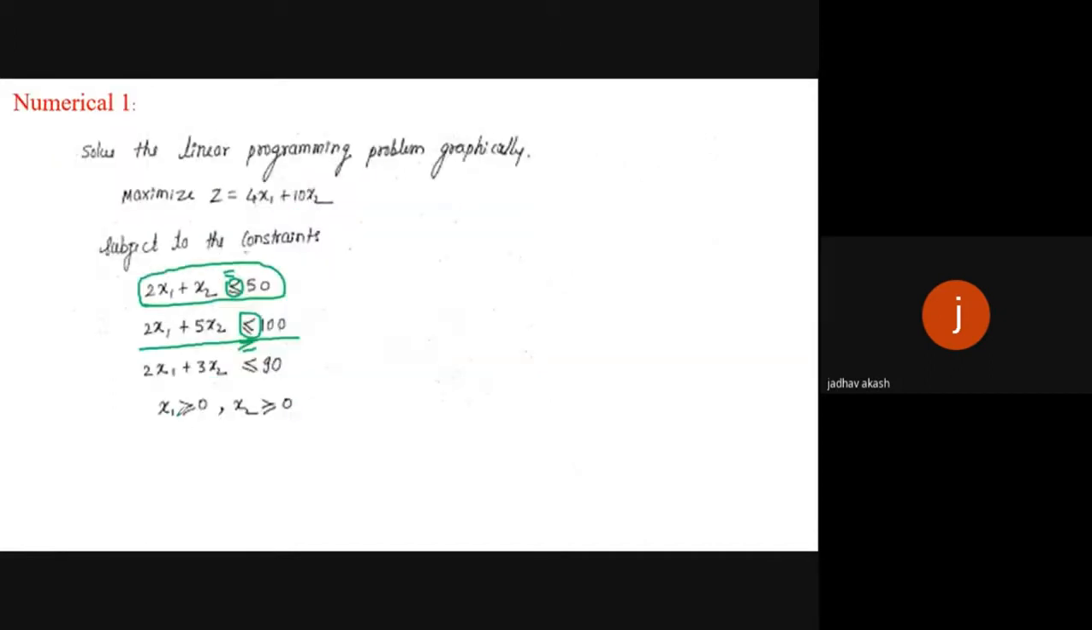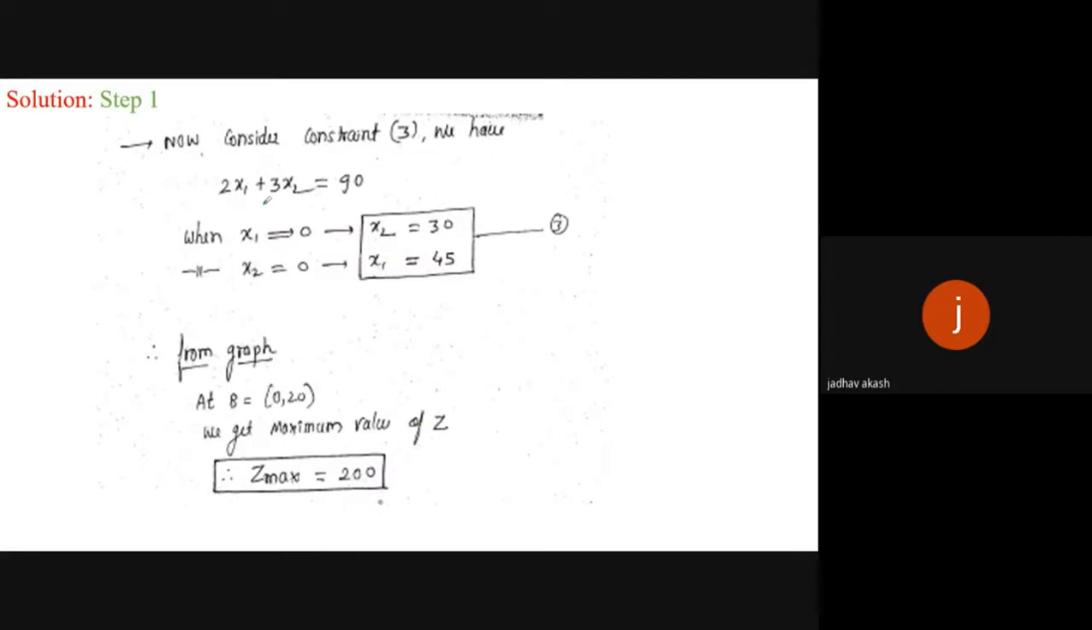Similarly, go for the next constraint. Last constraint, we have three constraints, right? So the last constraint is 2x1 plus 3x2 less than or equal to 90. So the equation that we will be using is 2x1 plus 3x2 is equal to 90. Now, again, same process you have to follow. Put x1 equal to 0. You'll be getting x2 as 30. Put x2 as 0 in this equation, you'll be getting x1 as 45. This is your third set of values for the variables x1 and x2.